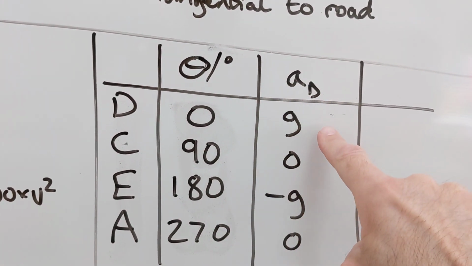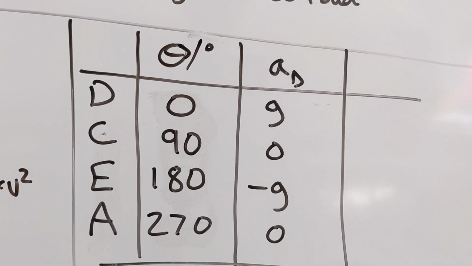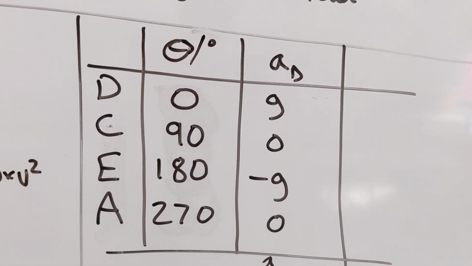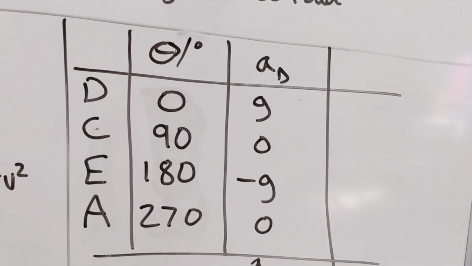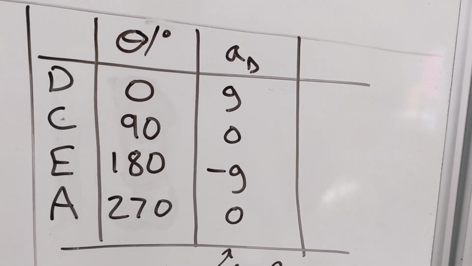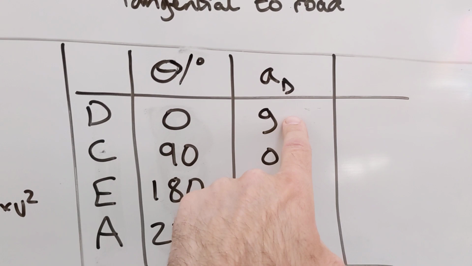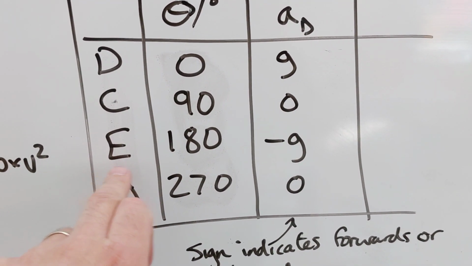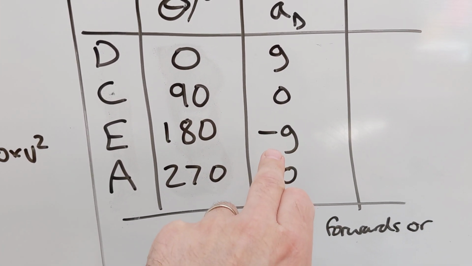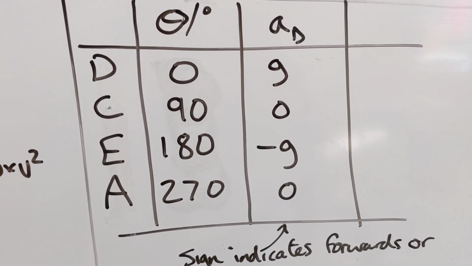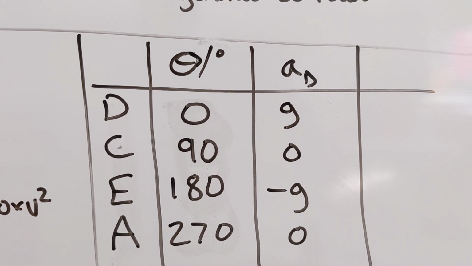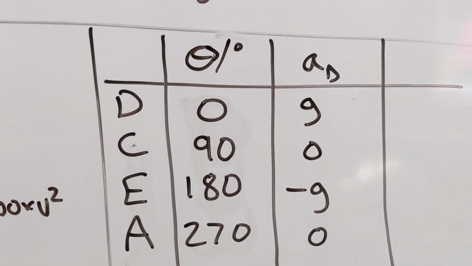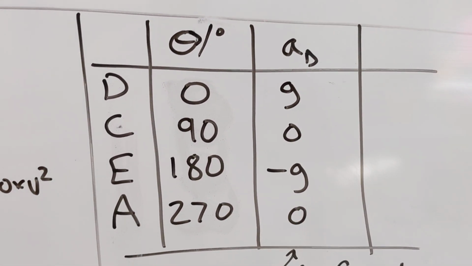At 0 degrees, we decided that we'd have to be accelerating in the direction of movement with a value equal to g from the engine in order to have an overall tangential acceleration of 0. The engine would have to try to accelerate at g. At C, it's 0. At E, which is 180 degrees, the other side of the circle, it's minus g, so we're going to have to be braking with the same acceleration the brakes are trying to provide as gravity is trying to provide in the opposite direction. And at A, it's 0.